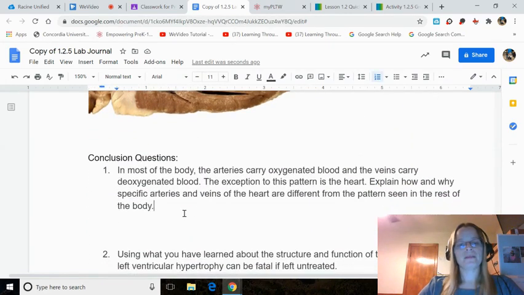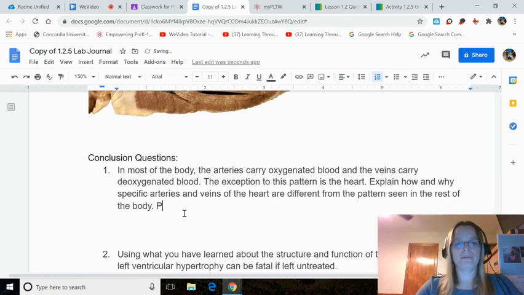So here we go. In most of the body, arteries carry the oxygenated blood and veins carry the deoxygenated blood. The exception to this pattern is in the heart. Explain how and why specific arteries and veins of the heart are different from the pattern seen in the rest of the body. Think about it. You may not know this one. Maybe pause me and Google it.